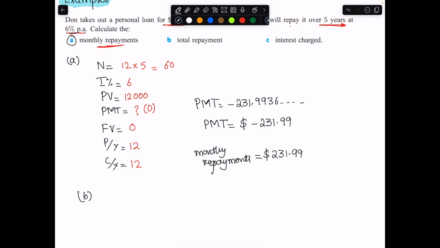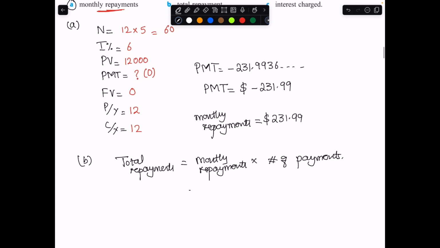Now the B part says, what are the total repayments? The total repayments formula that we calculated was monthly repayments multiplied by the number of payments. This is the simple total repayments formula. So we are paying $231.99 per month for 5 years. We know that 5 years is 60 months as calculated as N. So just multiply and we see we get $13919.40. These are your total repayments that you have done.